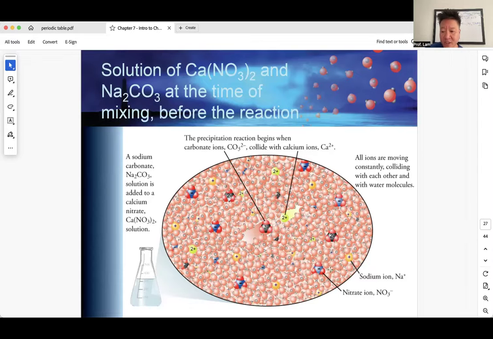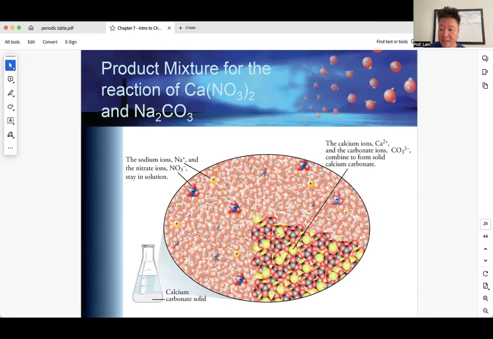The sodium and the nitrate are also attracted to each other, but sodium nitrate is soluble. So they're just still swimming around. The only ones that collide and come out of solution and are no longer dissolved would be calcium carbonate. And that's why we observe a precipitate in the flask.